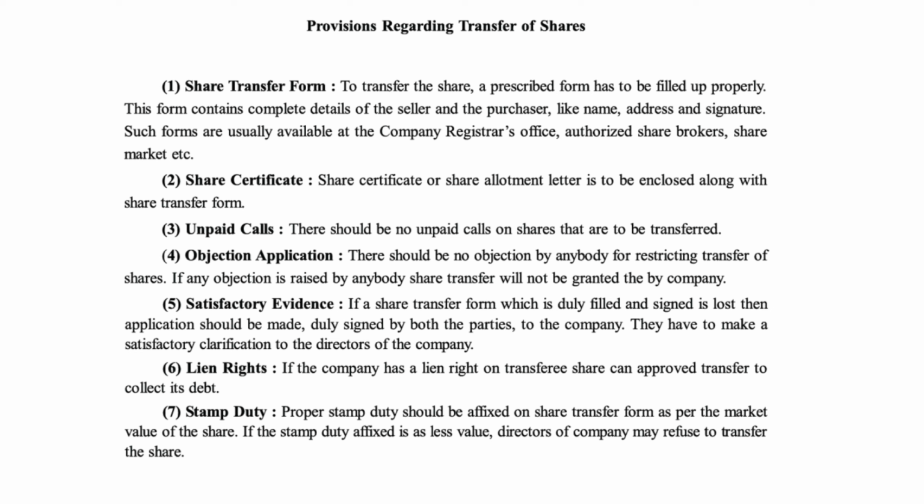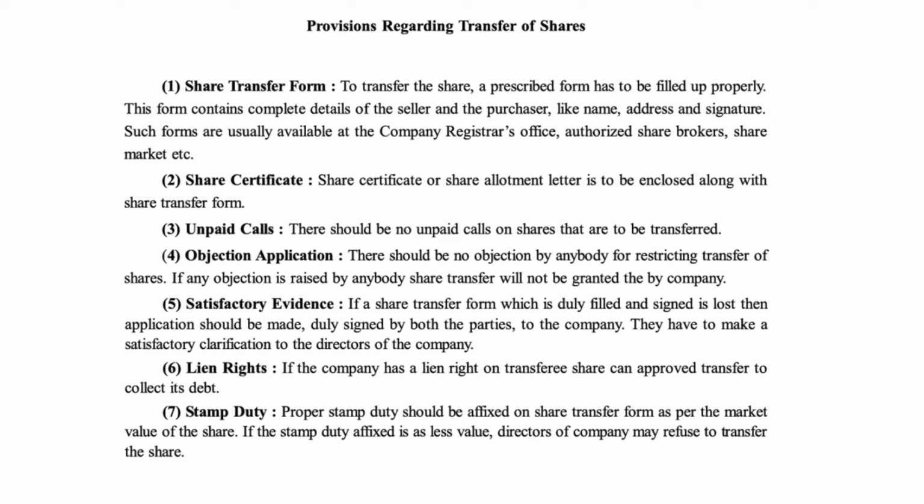In the procedure, we have seen that the first step is to obtain and fill the share transfer form. So in the provisions also, our first provision is the share transfer form. That is, there is a prescribed form and it has to be filled properly. The names, addresses of the seller and purchaser, the signature of the witness, everything has to be done. Next, the share certificate has to be attached with the share transfer form. Next, if there is an unpaid call, if the company has made any share calls, if the company has asked for any payments and the shareholder has not made the payment, then the transfer is not allowed.